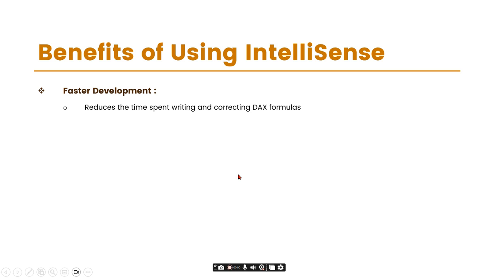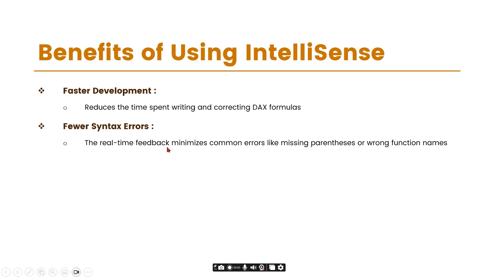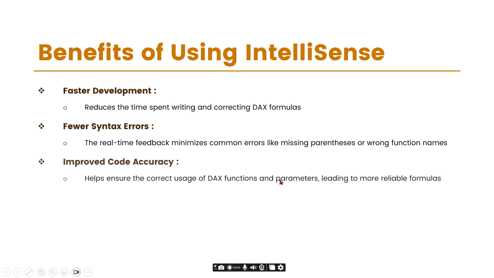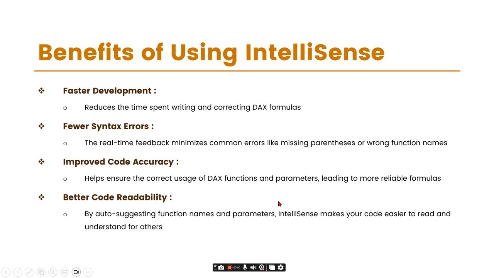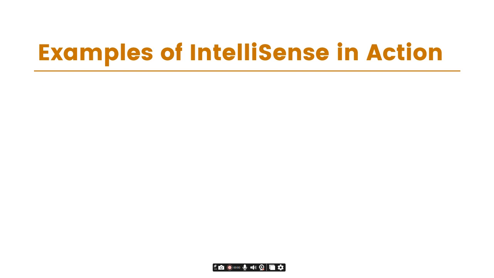So what are the benefits of it? Faster development. You saw that once I type the function name, it suggests the function name, so you don't have to type the entire function name. Fewer syntax errors. When I typed some function, it gave me all the descriptions and also the parameters, so it helps us in reducing the errors. Improved code accuracy, because of the suggestions. Better code readability. All the suggestions help in giving the code better readability.